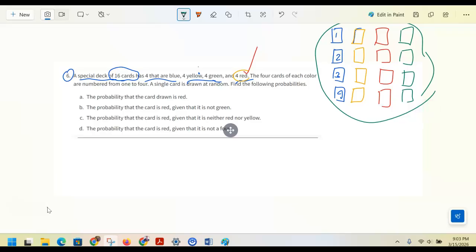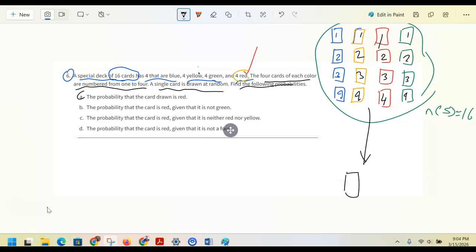So the sample space, if you want to pick any card, will always be out of 16 cards. Then let me use the numbers: 1, 2, 3, and 4. Each color's cards are numbered 1, 2, 3, and 4. The question says the 4 cards of each color are numbered from 1 to 4. A single card is drawn. So one card is drawn, and the question is to find the probability. The first question is: what is the probability that the card is red? We already know there are a total of 16 cards, so this answer has to be out of 16.